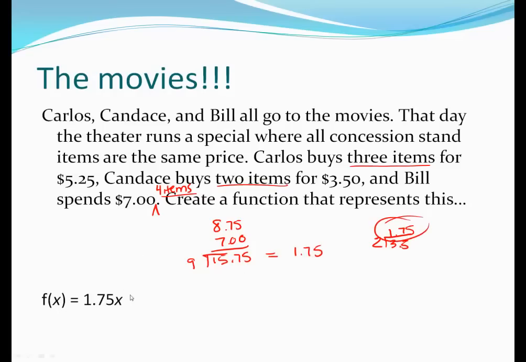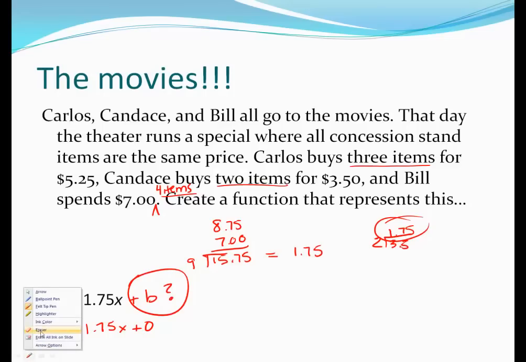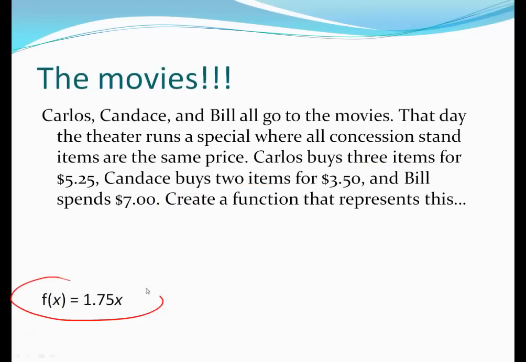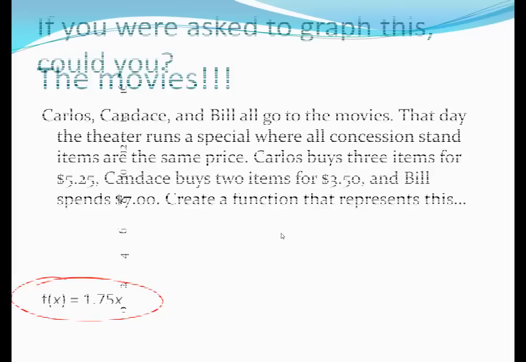Notice there is no plus b. Where did that go? There was no base amount that wasn't being changed, so it wasn't in there. If you had to include it, you could say 1.75x plus 0. But because plus 0 doesn't change anything, we just use this right here. So that would be your function for that. And since that's all they're asking you to do, that's all you would have to do.